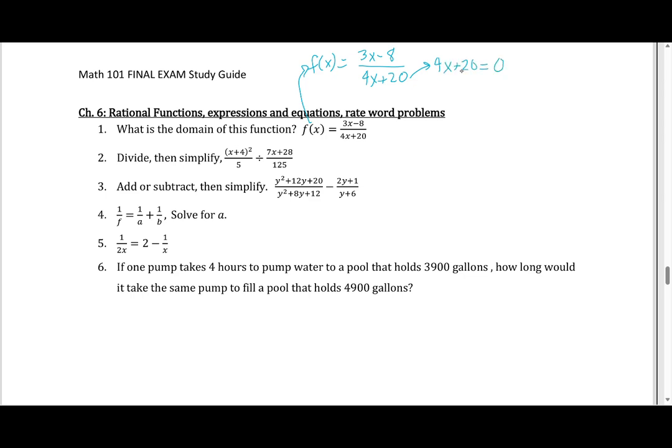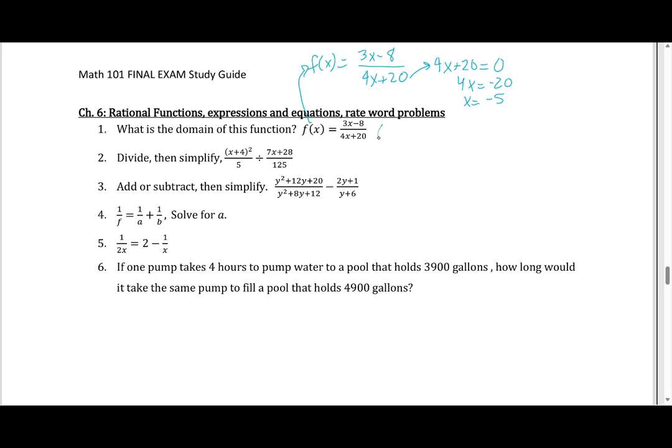I'm going to go ahead and solve. I'm going to subtract 20, just make that little equation here, and divide by 4. That means x cannot be negative 5. If I plug that in, I get undefined. But everything else, I can plug in negative numbers, I can plug in 0, I can plug in positive numbers, I just can't plug in negative 5.